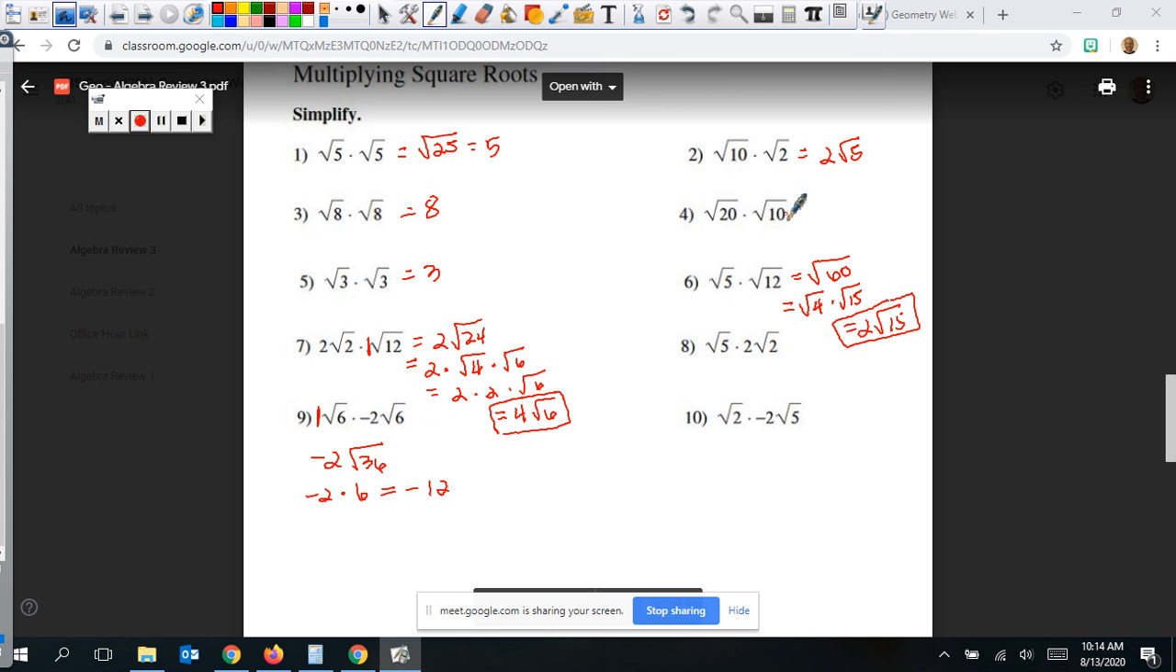This one becomes 200 under the square root sign. So the square root of 200, well, that's 100 times 2. 100 is a perfect square. So that becomes 10 square root of 2 for an answer.